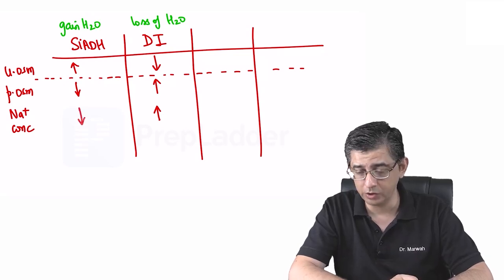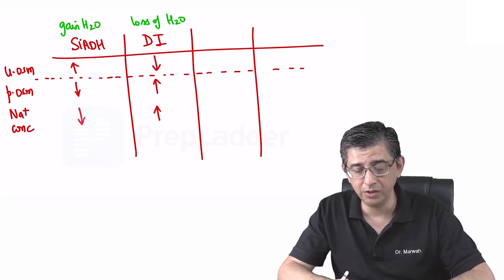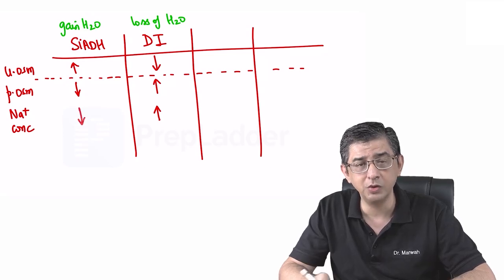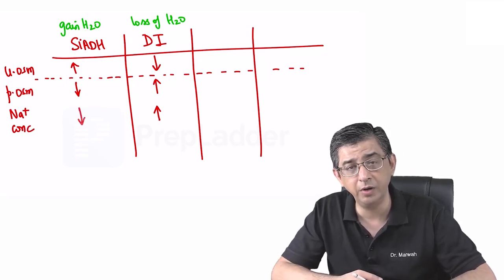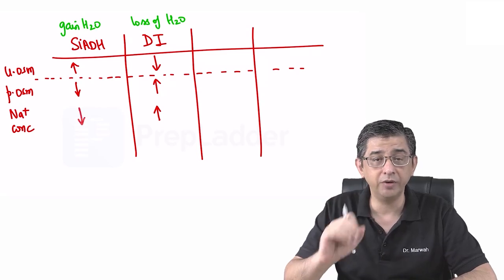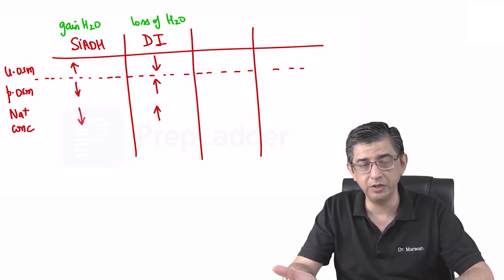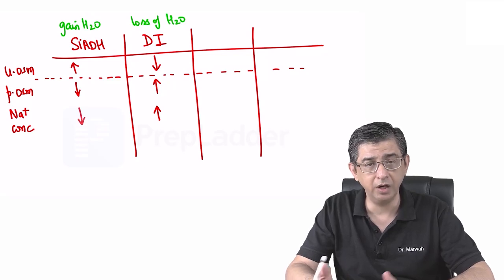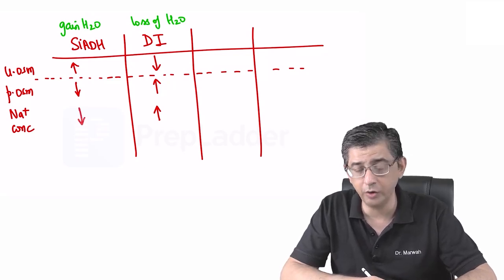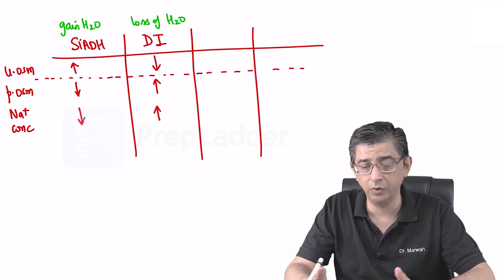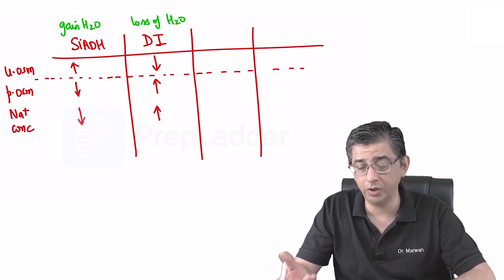half your job is done, because then you need to just invert the values. You can see urine osmolality, plasma osmolality, sodium concentration are anyway going in the same direction. So you just need to quickly figure it out. The way I've mentioned is obviously logic here. SIADH, gain of water, so it's going to be concentrated urine. In diabetes insipidus, loss of water, so there is going to be dilute urine in the patient.